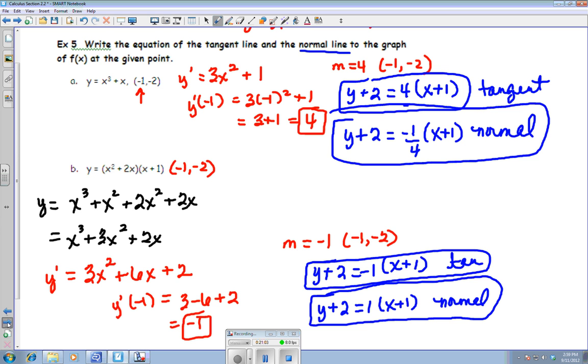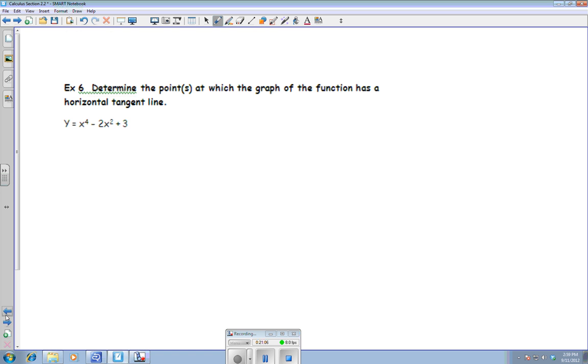I think we have one more example. Determine the points at which the graph of the function has a horizontal tangent line. Okay. Horizontal tangent lines. Let me give you a quick example. If I have this function, and I wanted to draw the tangent line to, I don't know, a certain point. Horizontal lines have zero slope. So what they want us to do is find the derivative, and then set that equal to 0, because I want to know where the tangent line has slope 0.